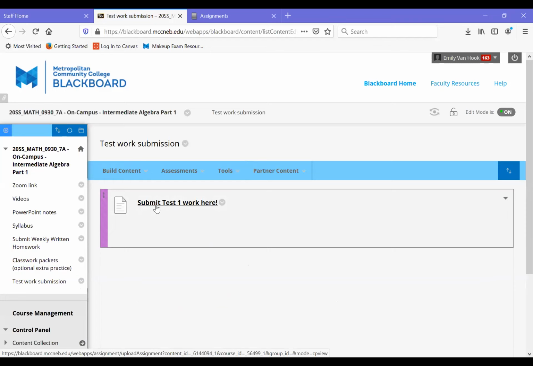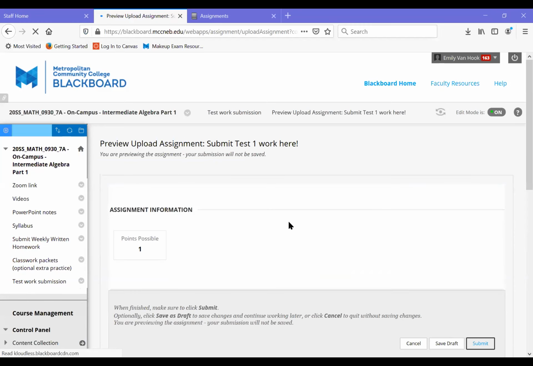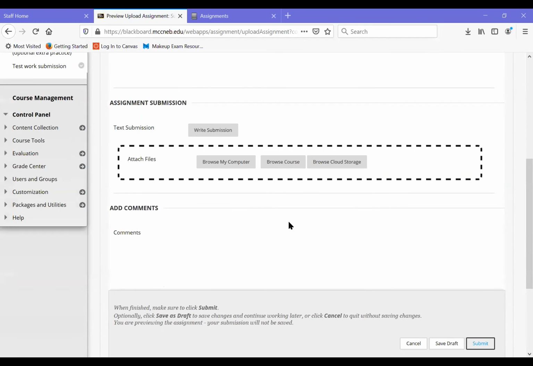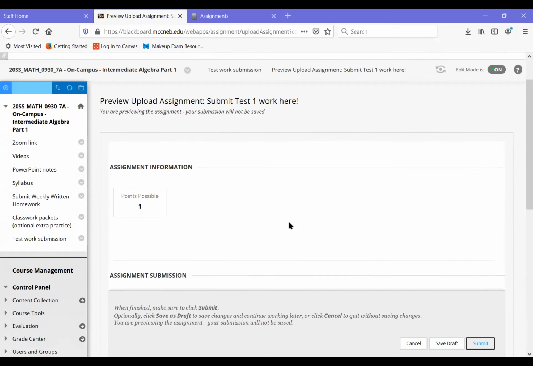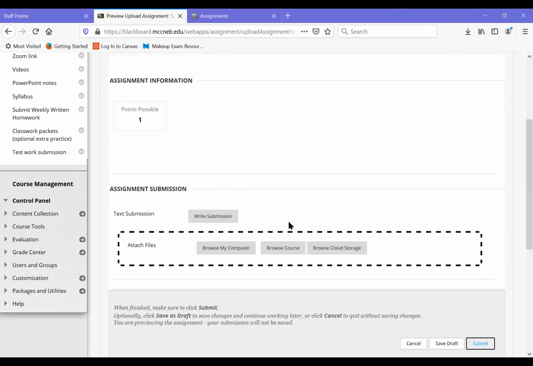And then the assignment just says submit test 1 work here. Okay, and that's where you would upload probably a photo or a PDF, whatever you've been doing to submit your weekly written homework. If that's been working for you, do the same thing for your test. It's probably going to be multiple pages, so feel free to submit multiple photos, or if you're able to combine them, that's fine. This is how I will be grading your test.